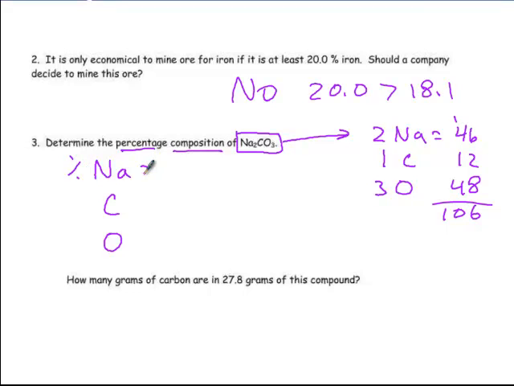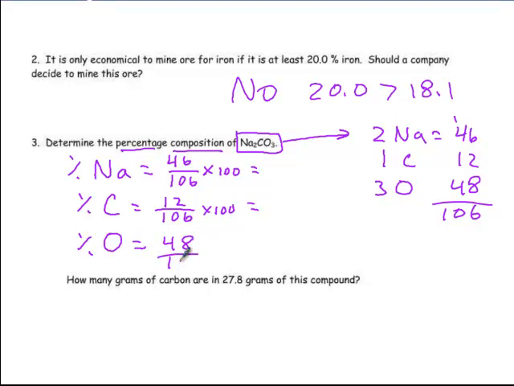So the percentage of sodium equals. So we do the same thing we did in that first question. Part over the whole times 100. So the part of sodium is 46. The whole thing has a mass of 106. And then times 100. Or once again, you could do it as a ratio. 46 is to 106 as x is to 100. Percentage of carbon then would be 12 over 106. And the percentage of oxygen would be 48 over 106.